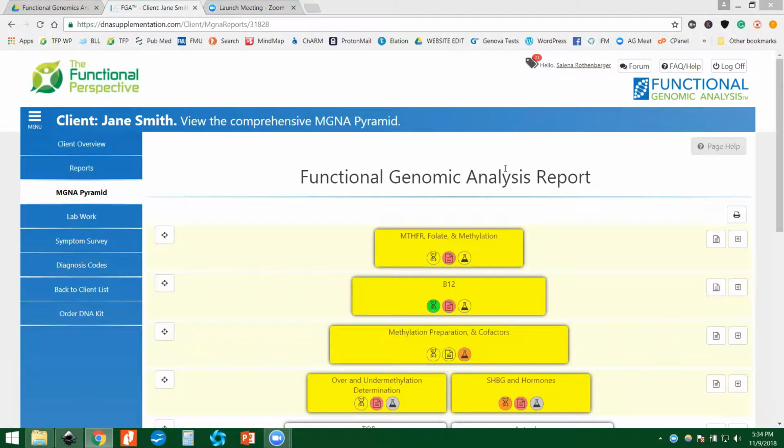Hey there, so this here is the Functional Genomic Analysis back office for practitioners. This is what it looks like if you had a client, and I'm going to walk you through real quick what it looks like from a practitioner side and some of the reports.